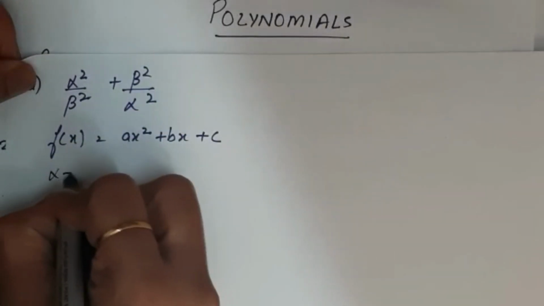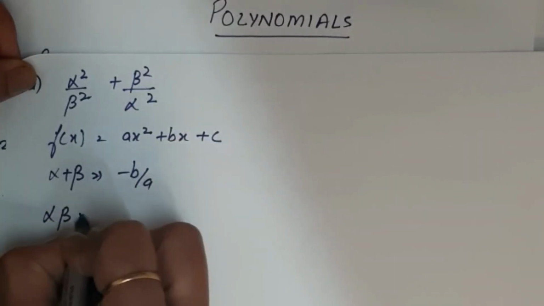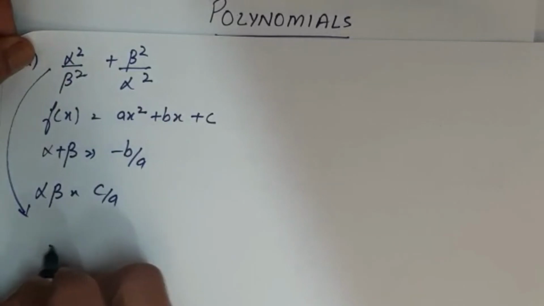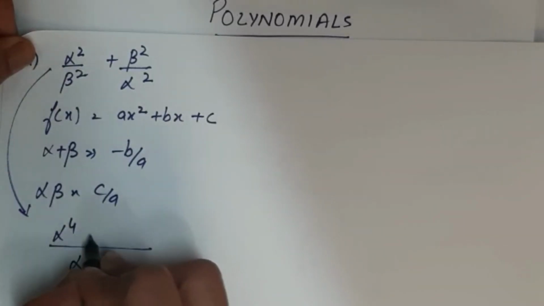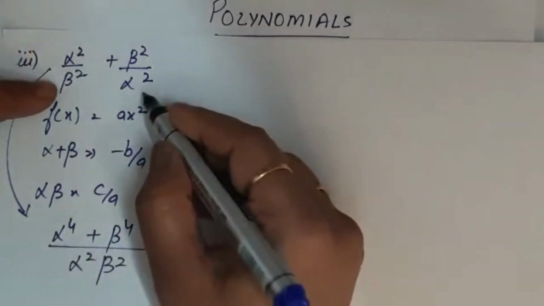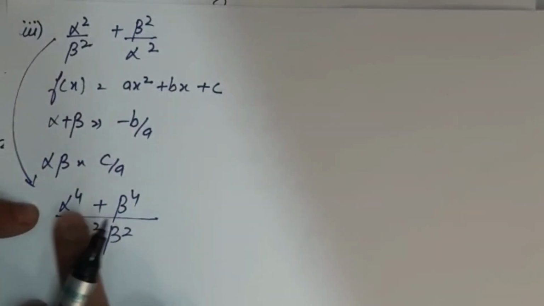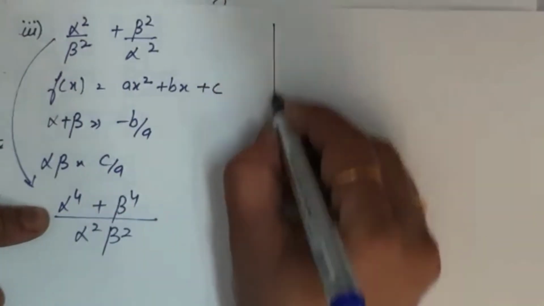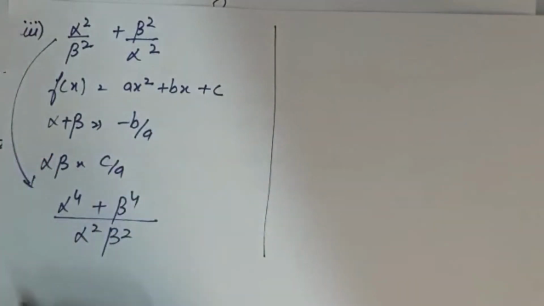Now, as we know, alpha plus beta according to the equation is minus b upon a, and alpha beta is equal to c upon a. Okay, now from the equation, I just take the LCM. Here comes alpha to the power 4 plus beta to the power 4. Now we cannot put the values of alpha power 4 and beta power 4 because we don't know them. So don't put the values of alpha plus beta, minus b upon a, and whole to the power 4.